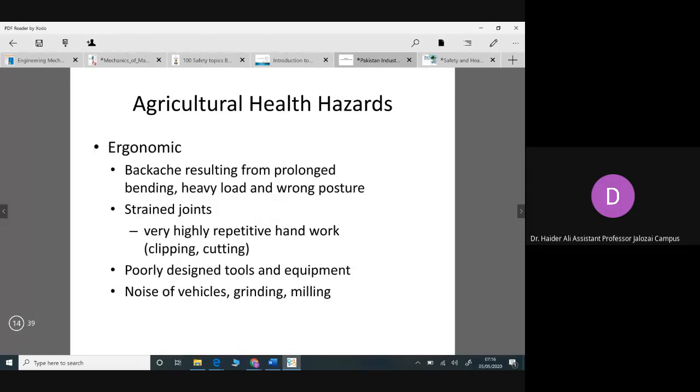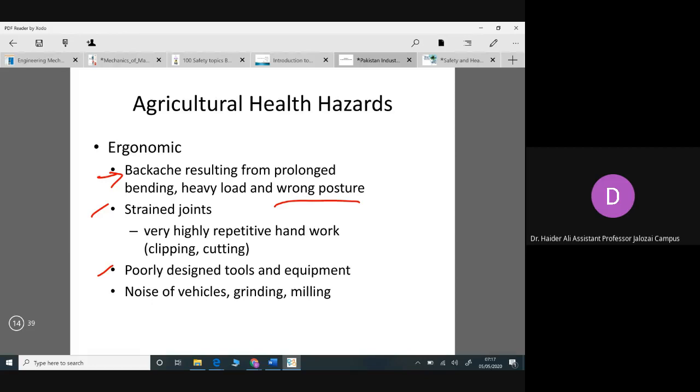Again, ergonomic hazards. Usually you would see the people working in the fields sitting in an awkward position, and the ergonomics of the work environment are really poor. They can result in backache due to prolonged bending, heavy loads and wrong posture. They can have strained joints due to repetitive and highly strenuous work. They have poorly designed tools and equipment, and it takes a lot more effort than required to do a very simple job.